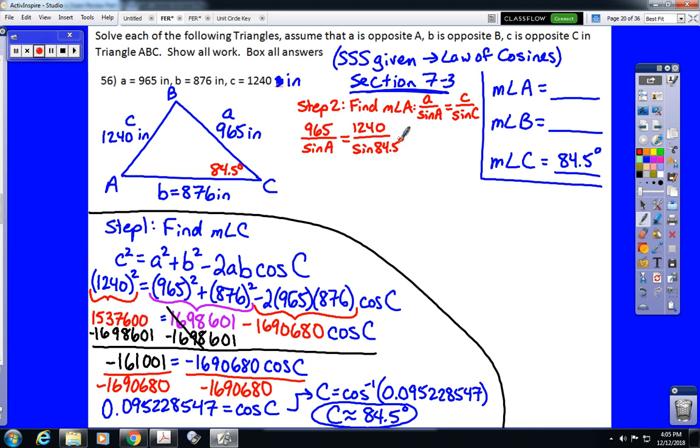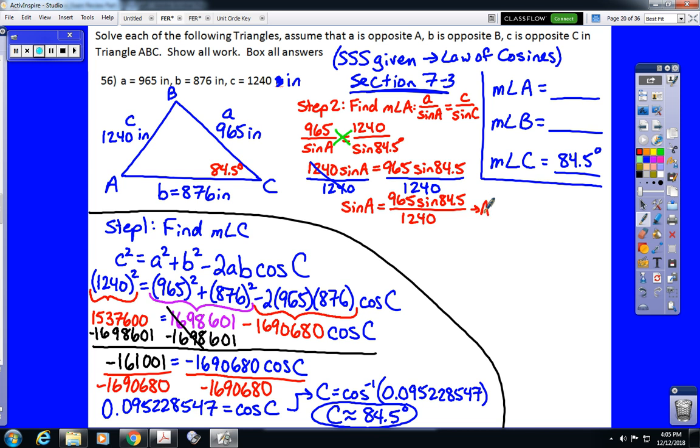Now we did these on the example in the last problem. That's a proportion, so we're going to cross multiply, which gives us 1,240 times the sine of A equals 965 times the sine of 84.5. Then we're going to divide each side by 1,240. The difference is that we've never had to deal with this equaling the sine of A before. So the sine of A is that fraction, 965 times the sine of 84.5 divided by 1,240.